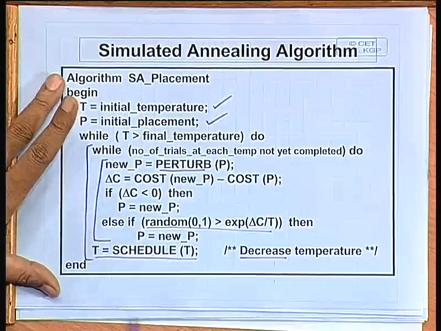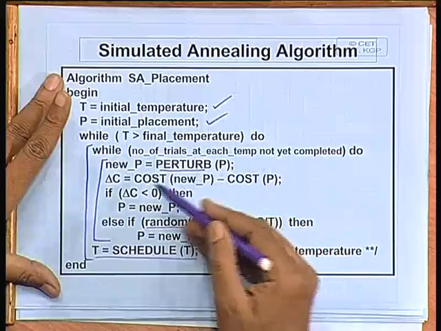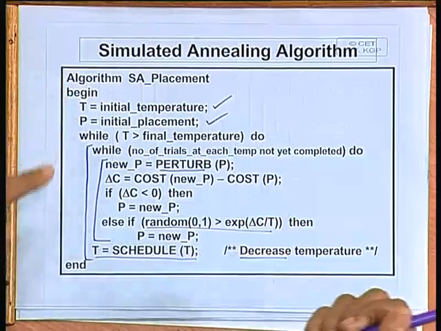Now, in terms of this algorithm, let us look at the individual functions, this perturb, this cost, this schedule, because the goodness or the badness of this method will depend on these functions or these measures of cost, for example.